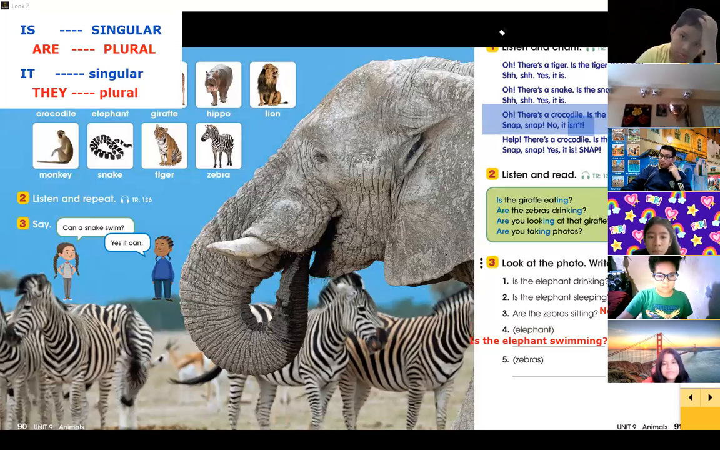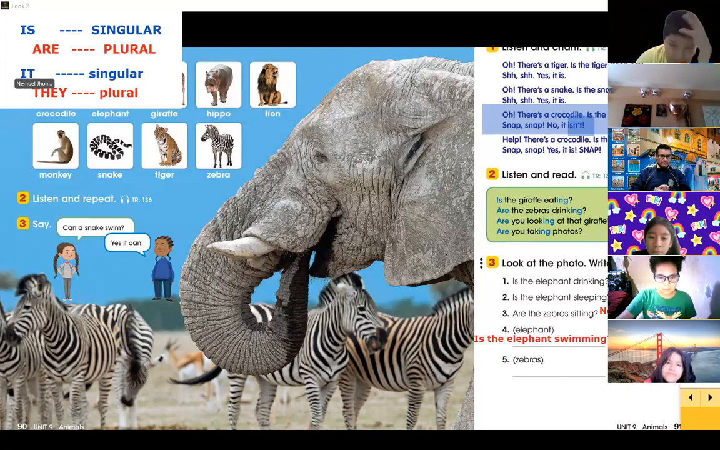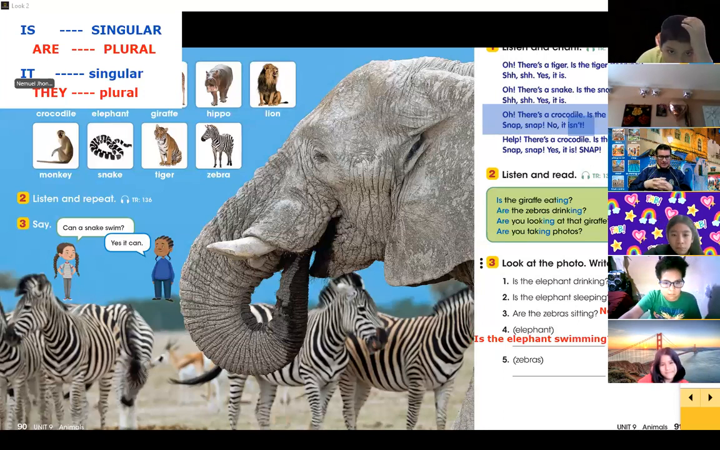Is the elephant swimming? ¿Está el elephant swimming? And you say, no, it isn't, no way. The elephant is not swimming, ¿ya? Thank you very much, Kiara. That's a good example, very good. Now, I'm going to ask another student. Okay, let me see.